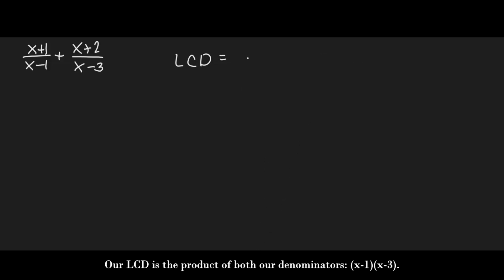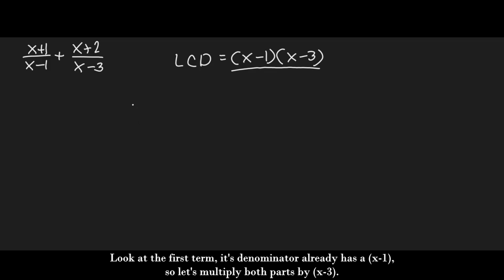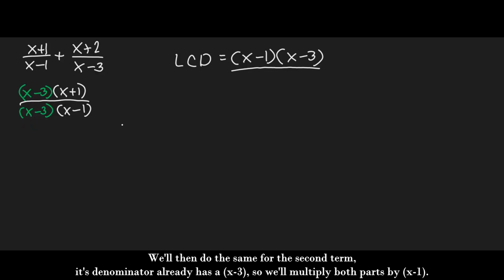Our LCD is the product of both our denominators, x minus 1 times x minus 3. Now don't go too quickly. We don't need to multiply these two binomials together. You'll see why in a moment. Look at the first term. Its denominator already has an x minus 1. So let's multiply both parts by x minus 3. We'll then do the same for the second term. Its denominator already has an x minus 3. So we'll multiply both parts by x minus 1.